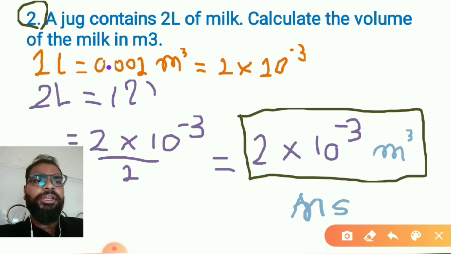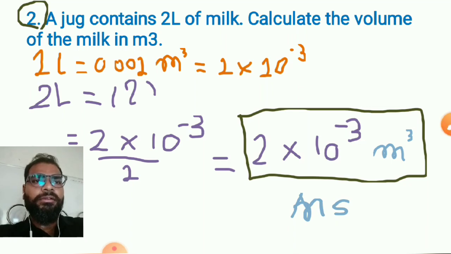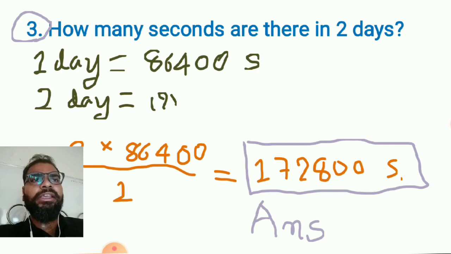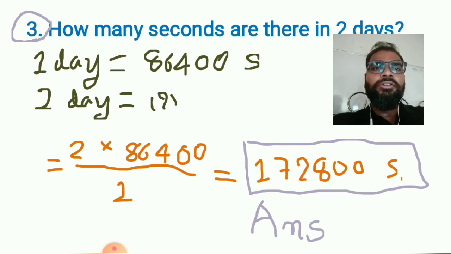Third question: how many seconds are there in 2 days? We should know 1 day is equal to 86400 seconds. So 2 days will be the question mark. We need to multiply 2 into 86400 divided by 1, cross multiplication. So 2 into 86400, you will get 172800 seconds. So this would be the answer.